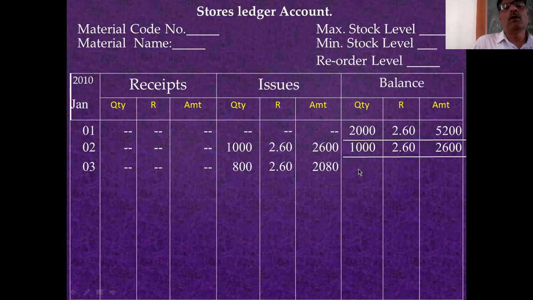2080 is the amount. Then what is the balance quantity? 200 is the balance. Rate is 2 rupees 60 paisa. Amount is 520. Clear? 200 at the rate of 2 rupees 60 paisa per unit. 520 or not? Yes. Any doubt? Clear? Any mistake?